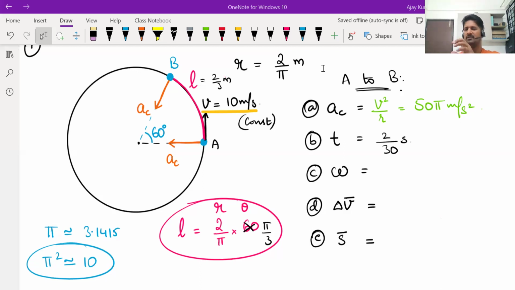What other relations did we learn involving omega? V equal to R omega, sir. V equal to R omega. So omega becomes V by R. That is easier.